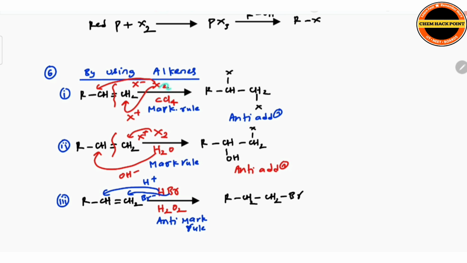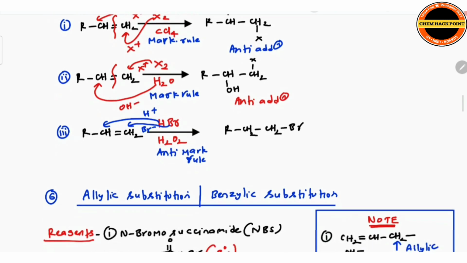Markovnikov's rule we know. The positively charged ion attaches to the double bonded carbon with more number of hydrogens. Anti-addition occurs, that's why opposite side. Groups are added from opposite sides. X2, H2O, here the reacting species are X plus and OH minus. Again Markovnikov's rule: X plus is added to the double bonded carbon with more number of hydrogens, OH minus to the other carbon. Anti-addition occurs here also, OH and X on opposite sides.